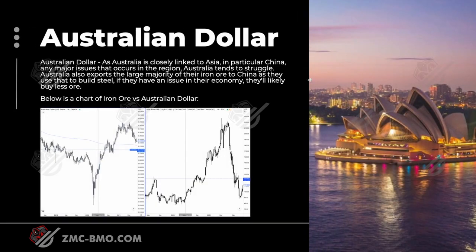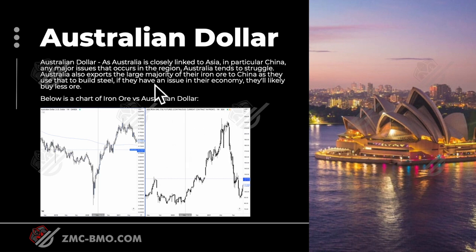Australian dollar, as we know as well, that's quite a risk on currency. As Australia is closely linked to Asia, in particular China, any major issues that occur in the region, Australia tends to struggle. Australia also exports the large majority of their iron ore to China, as they use that to build steel. If they have an issue in their economy, they'll likely buy less ore. So below is a chart of iron ore and Australian dollars.